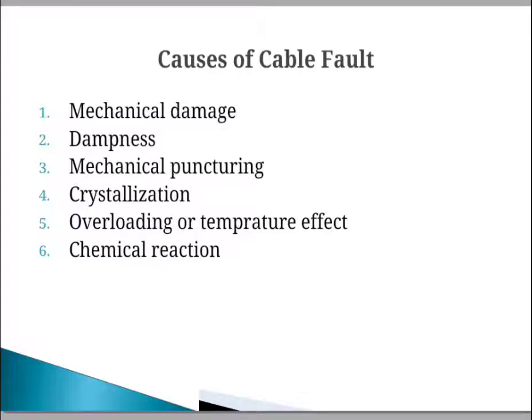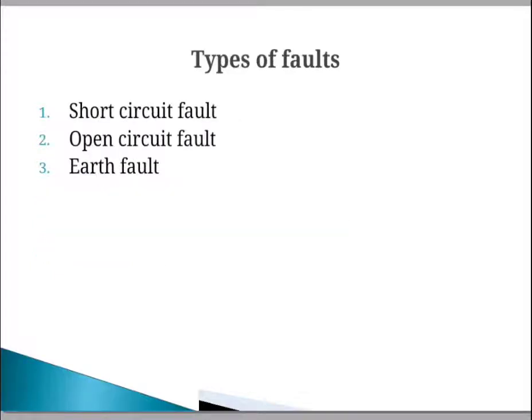Then leakage of oil through the cable boxes also causes failure of the cable. These are the different reasons because of which a fault will occur in the underground cable. After seeing the various causes, we have to discuss the different types of fault that occur in the cable. First one is the short circuit fault.